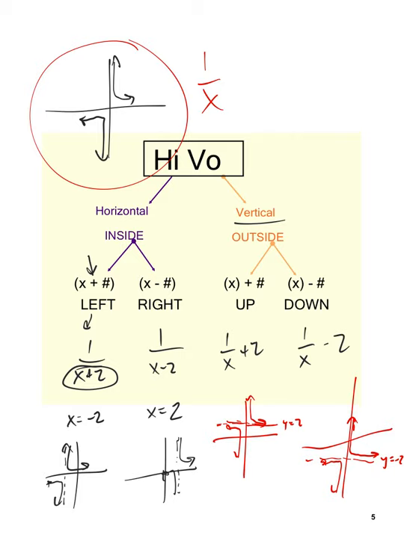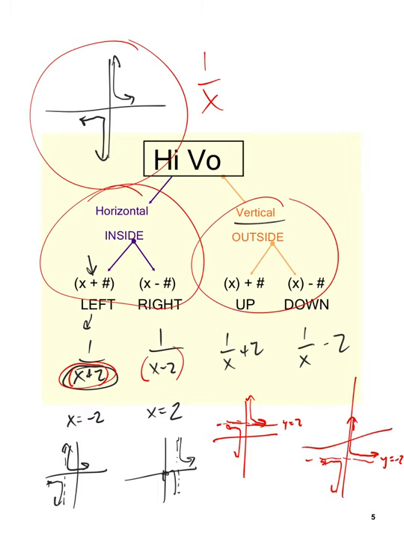The same rule for horizontal translations: they occur within the x, almost like there's a parenthesis there. Vertical translations occur after the x or before, it doesn't really matter. It could be 2 plus 1 over x, it's the same thing, but the calculation is outside of the realm of the x there, and that'd be our vertical translation.